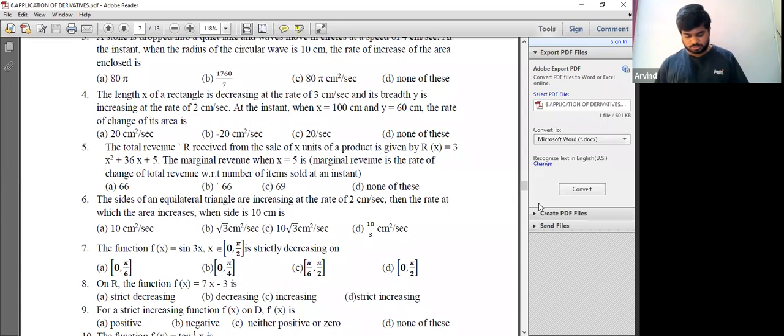Yeah, what is the answer? First, the rate of change of the length. So dx by dt equals -3. dy by dt equals +2 because it is increasing. So area is x into y. Use the product rule. So x into differentiation of y, so x into dy by dt plus y into dx by dt. Substitute, you will get the answer.